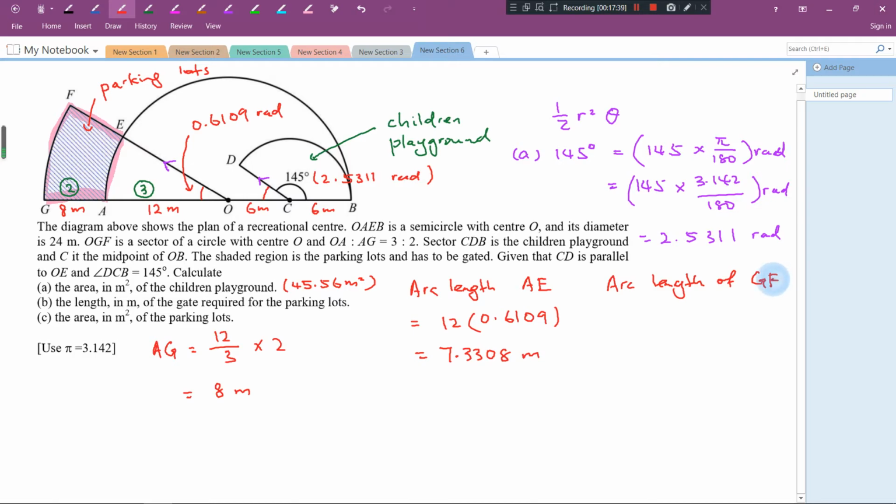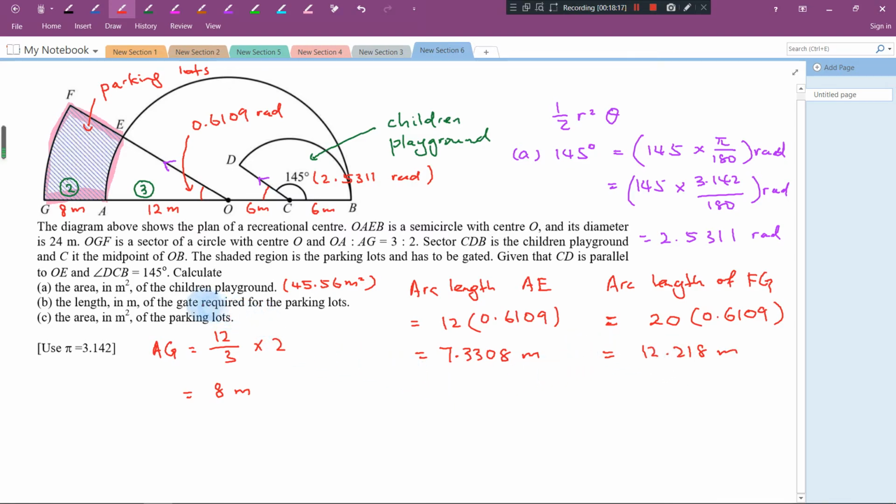So how about the arc length of FG? Same thing, r theta, but this time we are not using 12 as the r, the r is 20, 8 plus 12, which is equal to 20. The theta is still the same thing, 0.6109. Okay, 20 times 0.6109 is 12.218 meters.